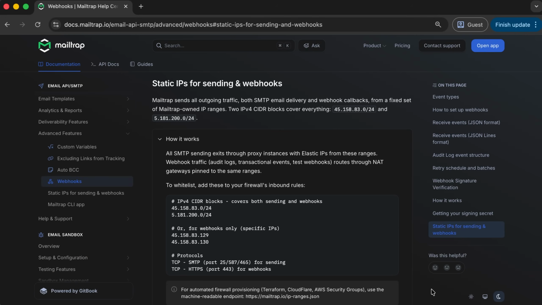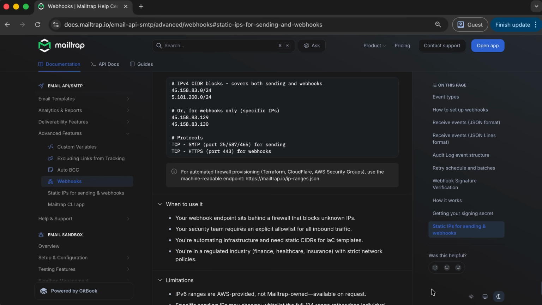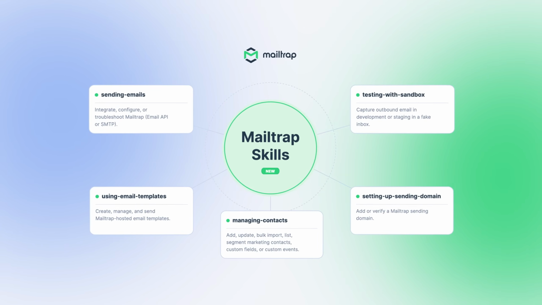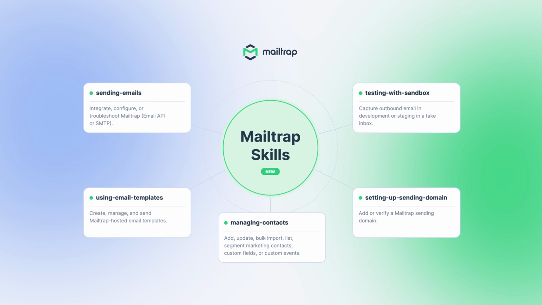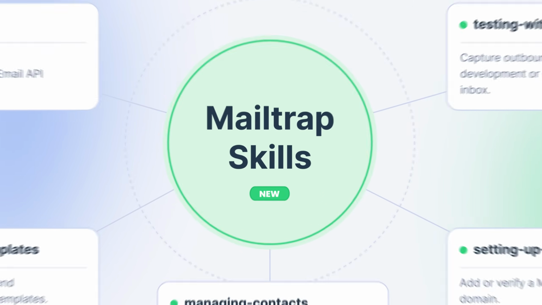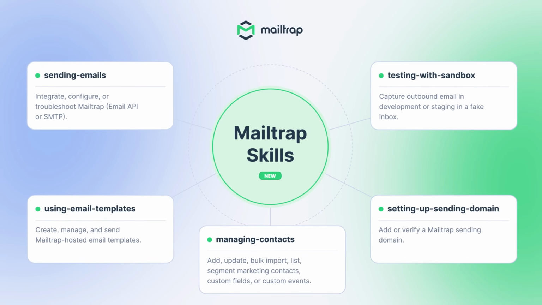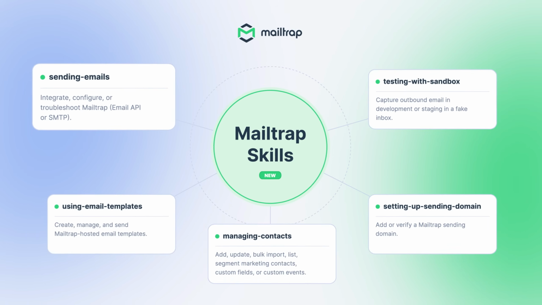In terms of infrastructure, we introduced static IPs for both SMTP sending and webhooks, giving teams one reliable set of Mailtrap-owned IP ranges for firewall rules and webhook delivery. And finally, for anyone coding side-by-side with AI assistants these days, we released Mailtrap Skills, so tools like Cursor and Claude Code can work with accurate Mailtrap context directly inside the editor. Turns out even your robot coworkers want to make the most of the extra sunlight.